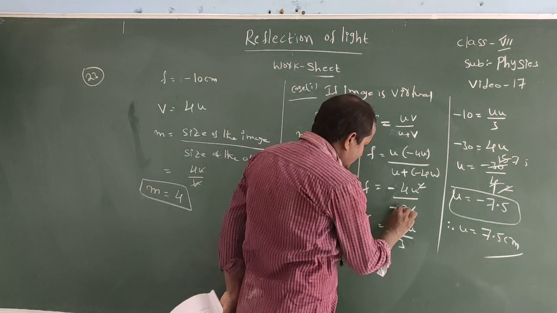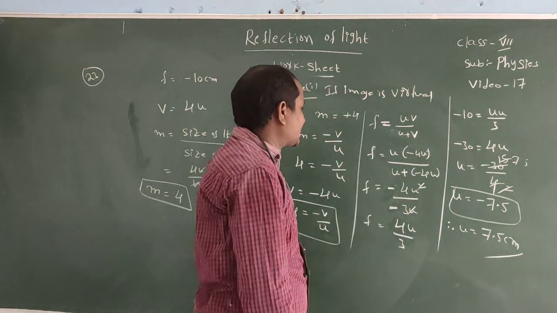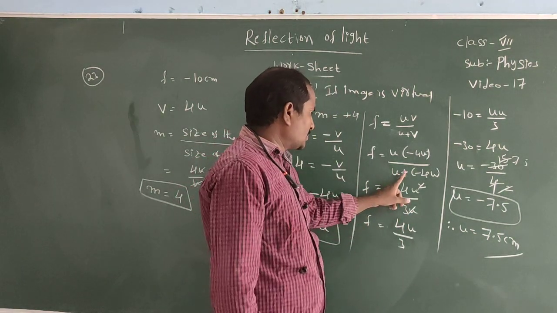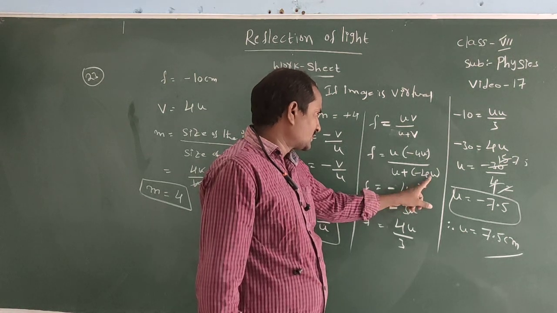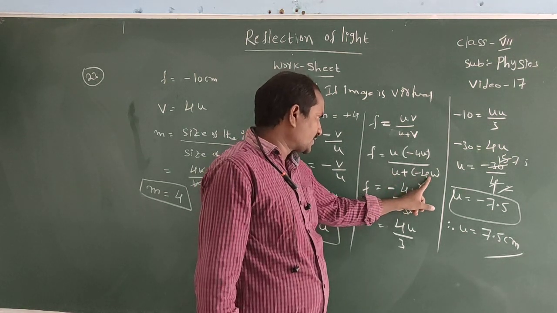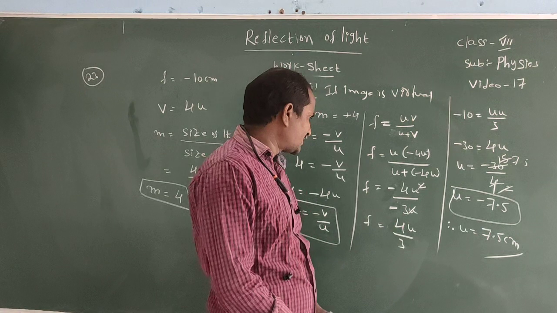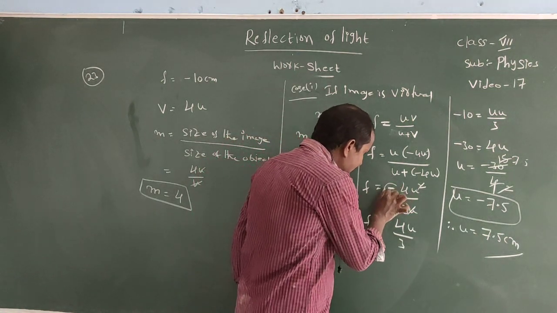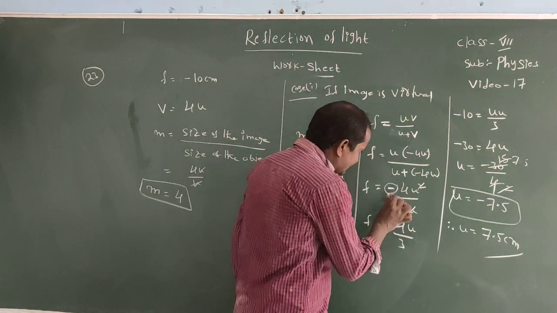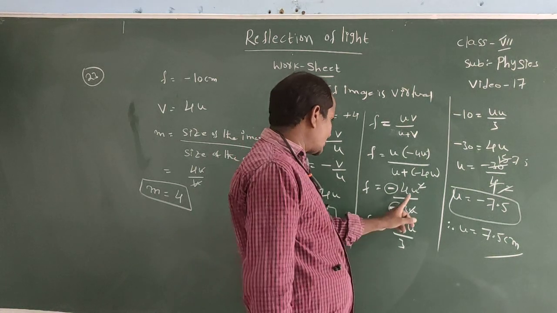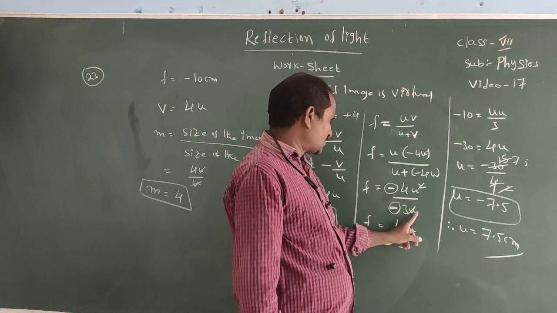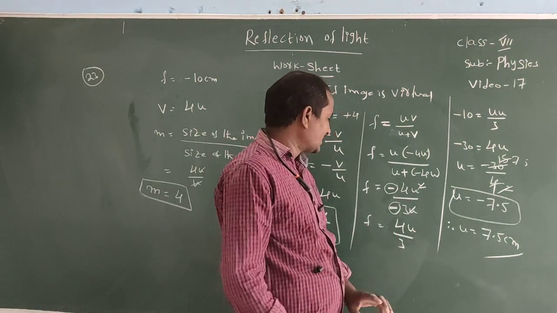Okay, next up: plus u minus 4u. U minus 4u equals minus 3u. So here minus and here minus get cancelled. The remaining value: f equals 4u, u also gets cancelled, 4u by 3.